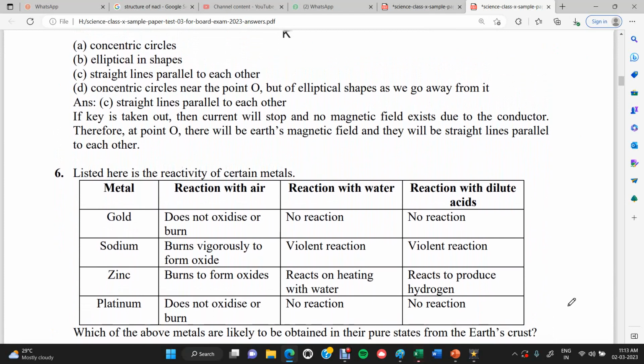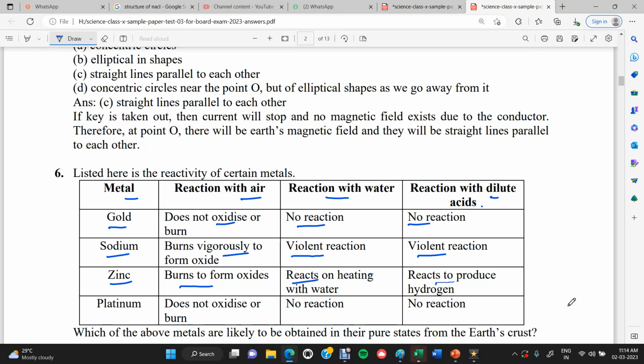So observe this question clearly, right? Metal, how it reacts with air, how it reacts with water, how it reacts with dilute acids, right? Gold does not oxidize or burn, does not react with water, it does not react with dilute acids. Sodium burns vigorously to form oxide with air. With water, it gives a violent reaction. With dilute acids also it gives a violent reaction. Zinc burns to form oxides. It reacts on heating with water and it reacts to produce hydrogen with the dilute acid.